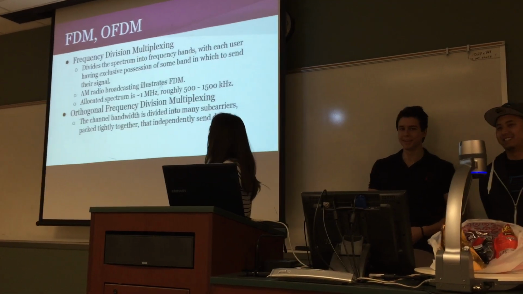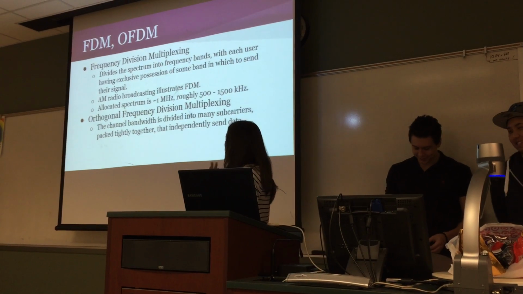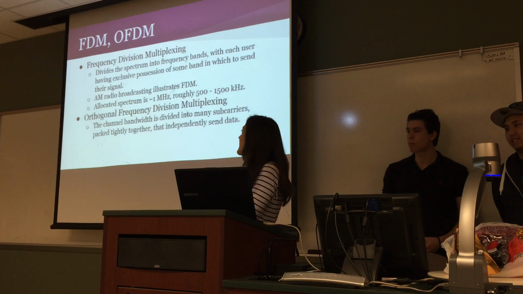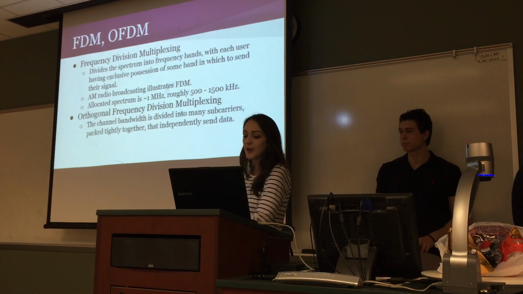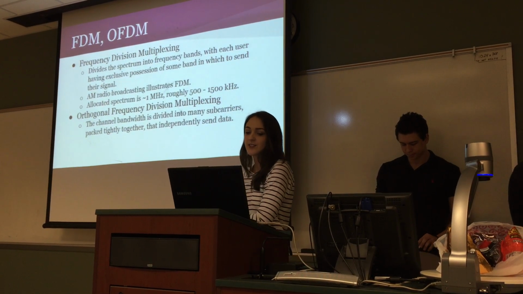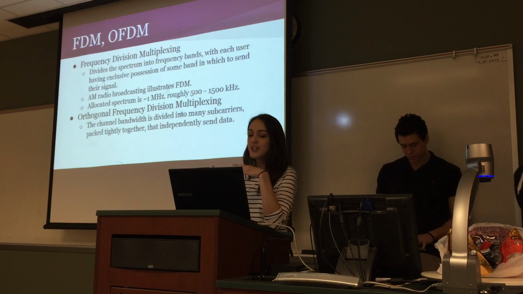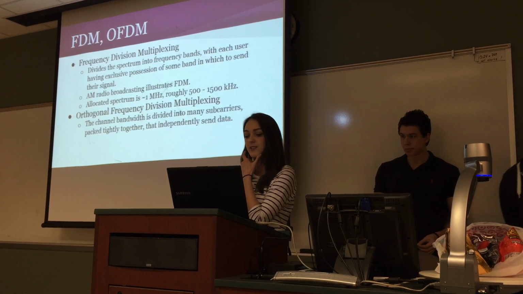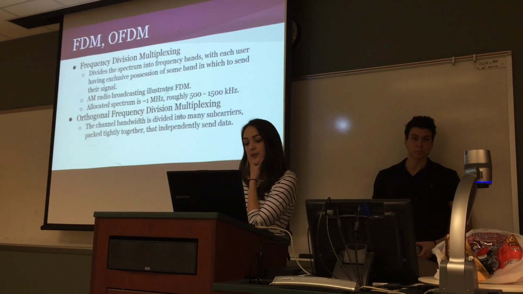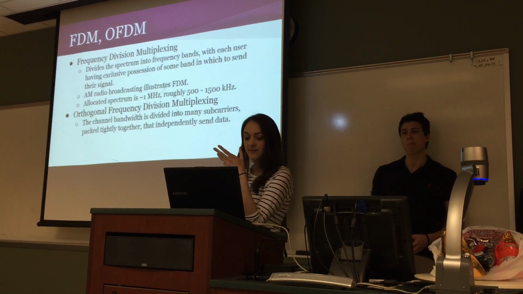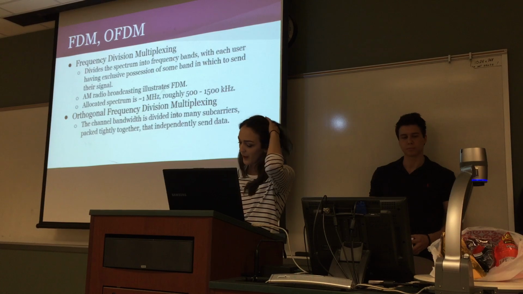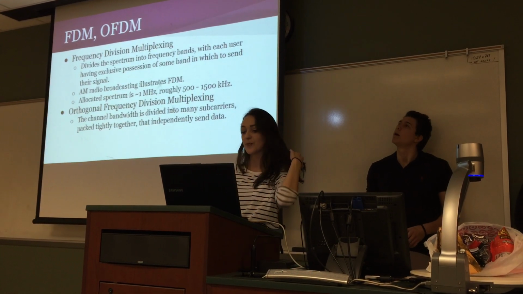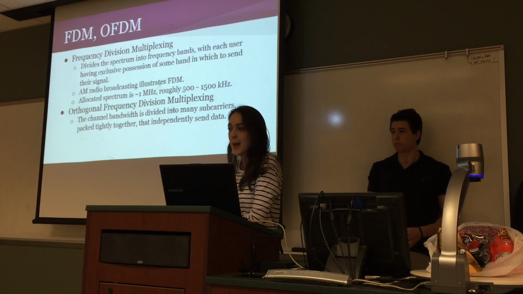All right. And the allocated spectrum is about 1 megahertz. And then another type of multiplexing is orthogonal frequency division multiplexing, which is a sort of subsection of frequency division multiplexing. That's just when the bandwidth is divided into multiple sections and they're tightly packed together and they send data that way. So, can someone tell me what radio broadcasts FDM?